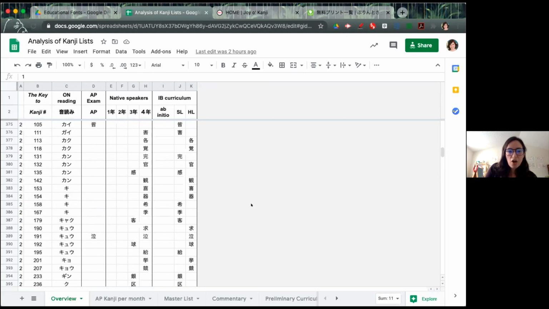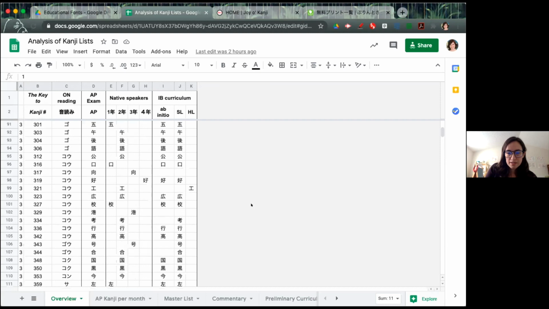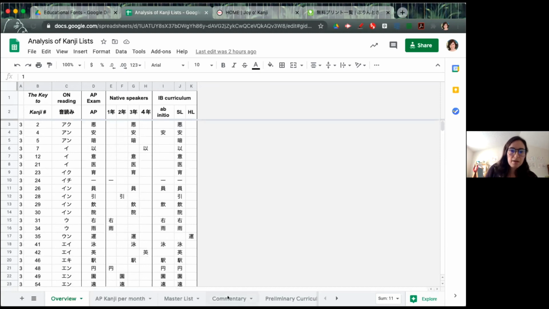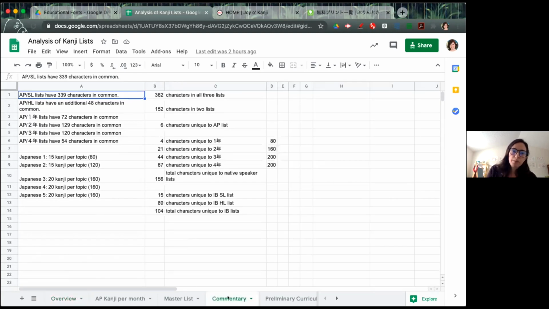And after having done all of that type of analysis, I did the numbers. So the AP, the advanced placement, and the IB standard level lists had 339 characters in common with each other. There were 362 characters that showed up in all 3 types of lists. The AP and the high level list had an additional 48 characters in common.